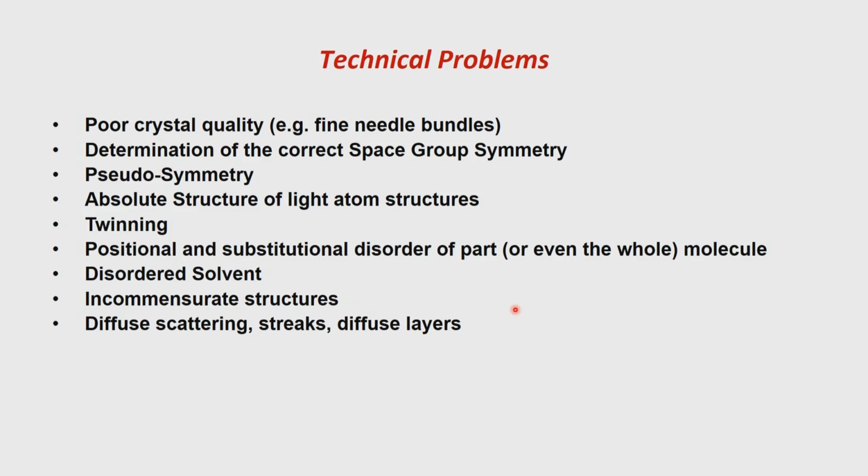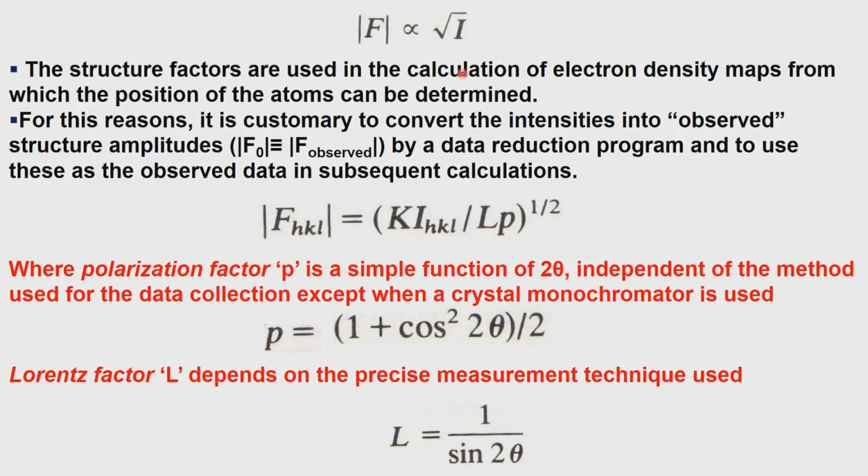Now, having seen the overall experimental procedure and the technical problems that are involved, we will now go into the details of how we take the data, how we treat the data, and how we reduce the data onto an absolute scale before we subject it to the structure determination protocol. And this is the one which follows here.